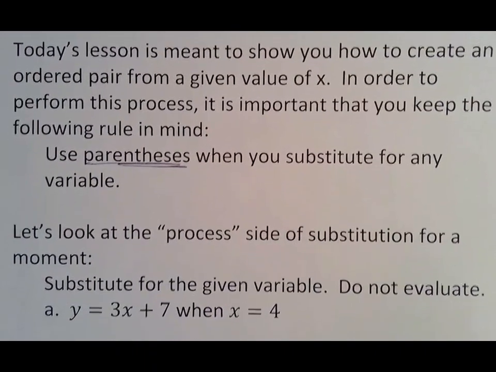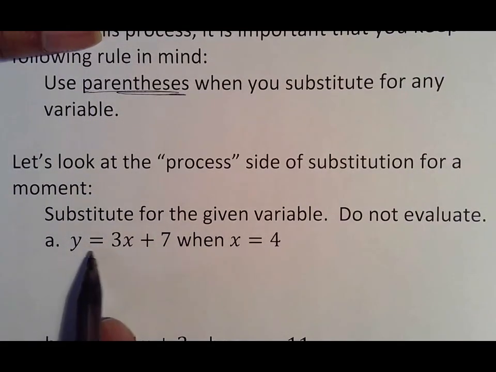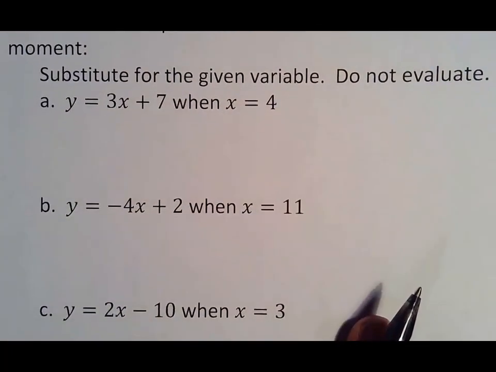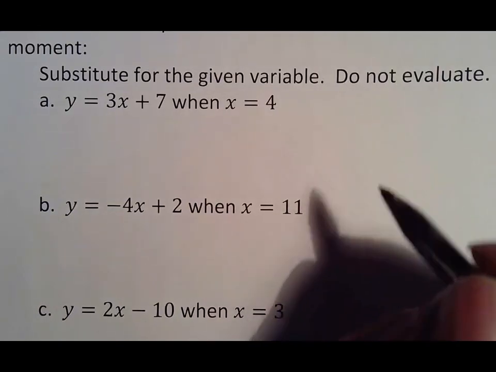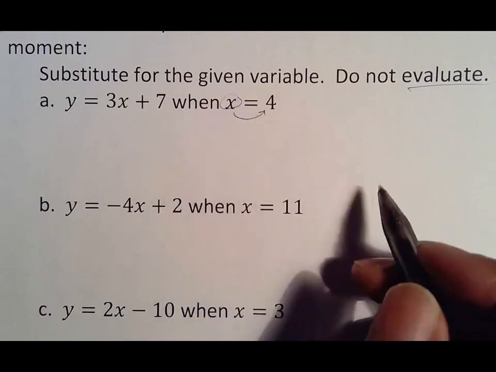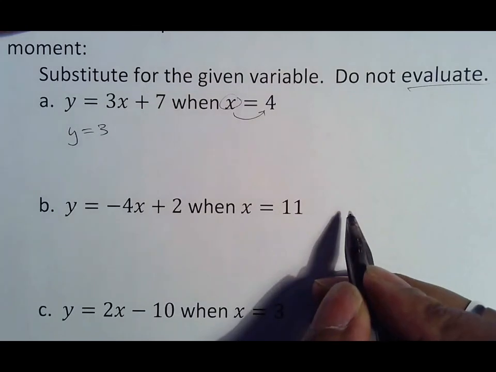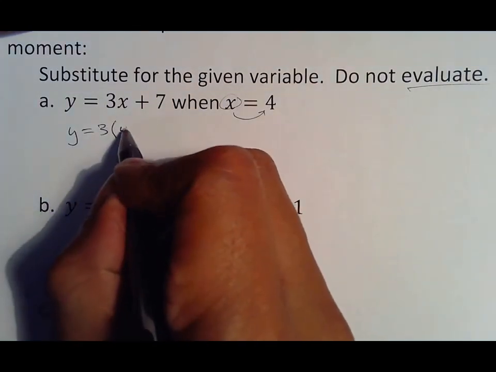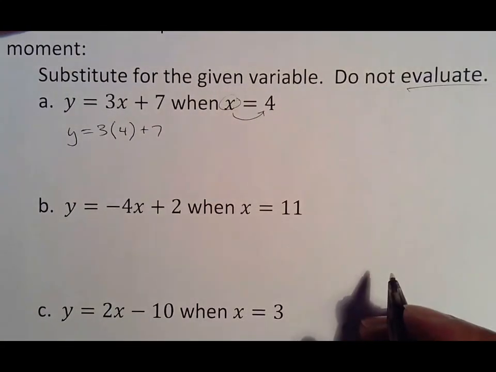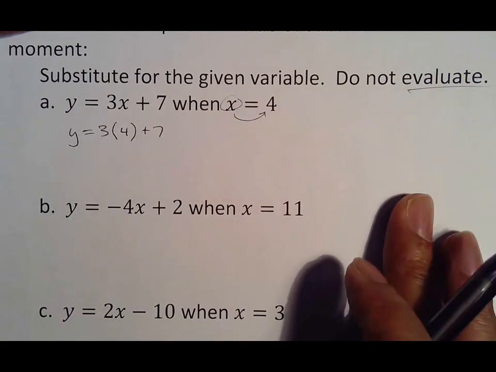All right, so let's look at the process side of it first and then go from there. If I were you, I would copy at least this part here, the questions, and then copy what I did so that you understand what you're supposed to do. We're not going to evaluate, we're just going to substitute. So it says that x is 4, which means everywhere I see an x, I'm going to put a 4. So what you will write in is y equals 3 stays 3. But when I go to change my x, I put parentheses 4 close. Don't forget to close it. And then plus 7. So 3(4) plus 7 is what you're looking at.